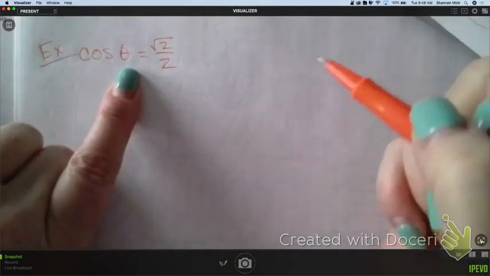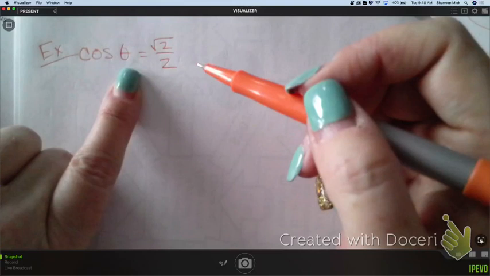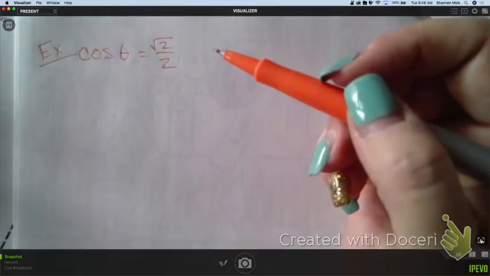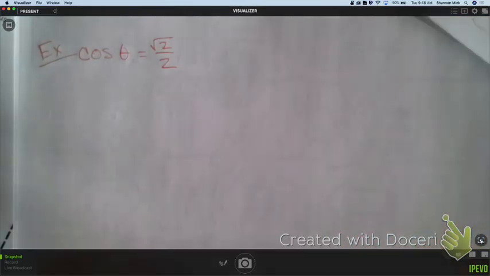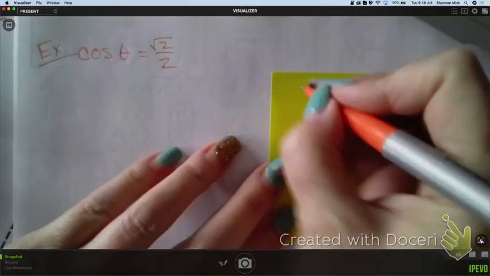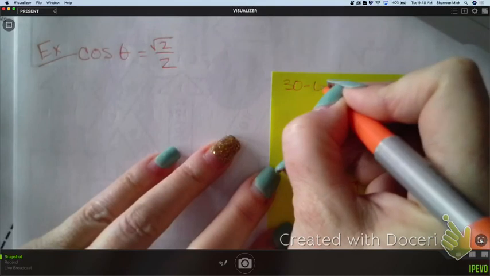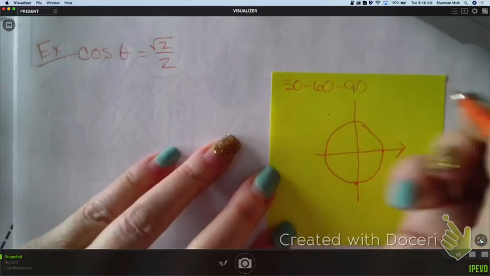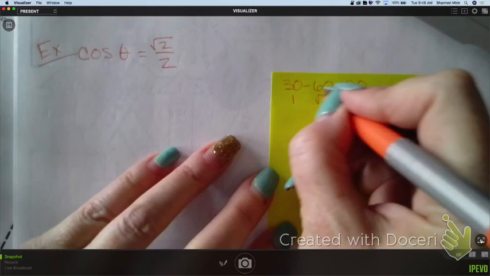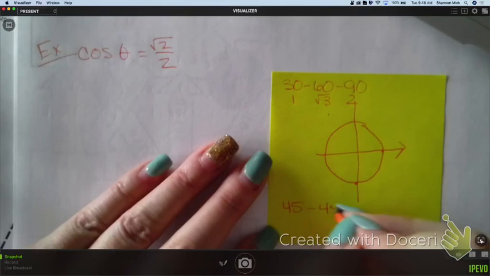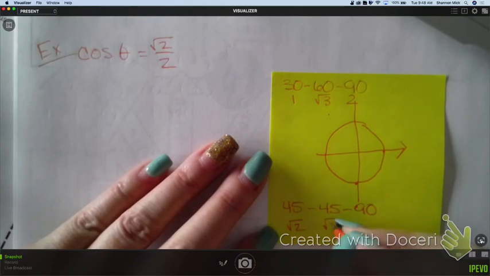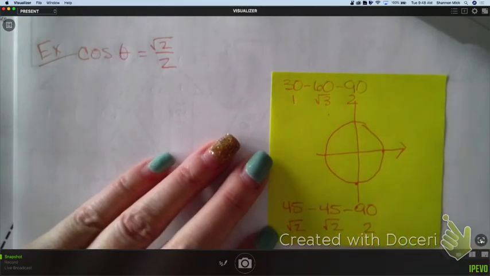If I'm asking you what theta is without a calculator, it better be part of a what triangle? 30, 60, 90, quadrantal, or 45, 45. So back here, I should know 30, 60, 90. What's across from 30? 1, square root of 3, 2. And then 45, 45, 90: square root of 2, 2.